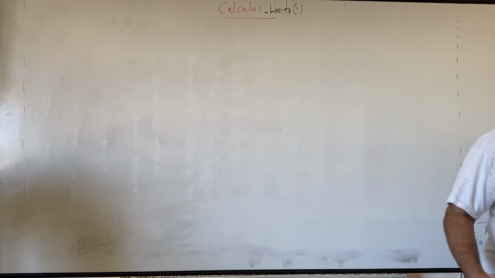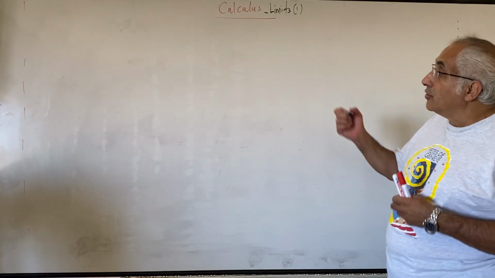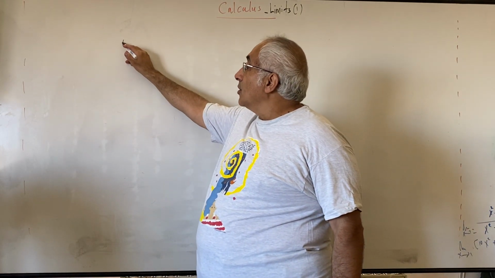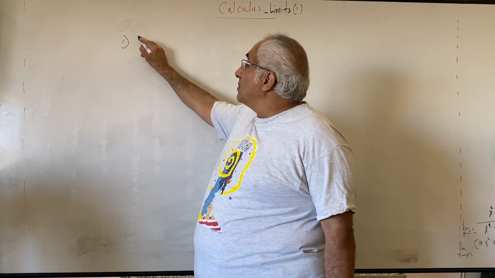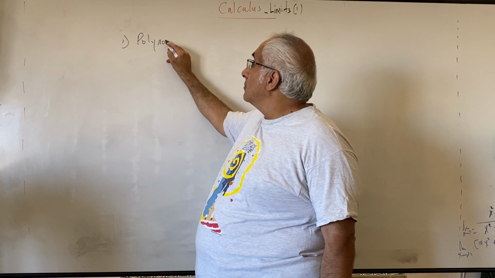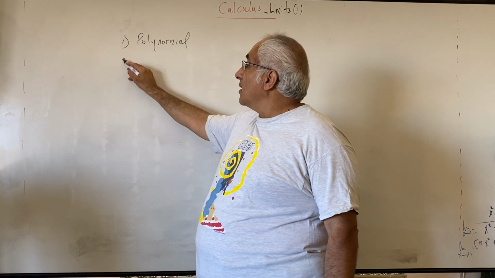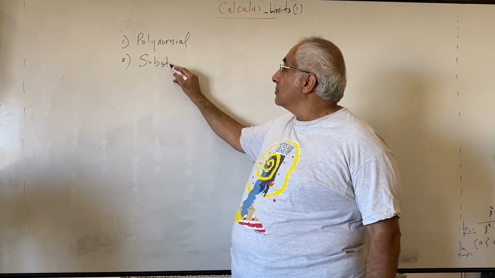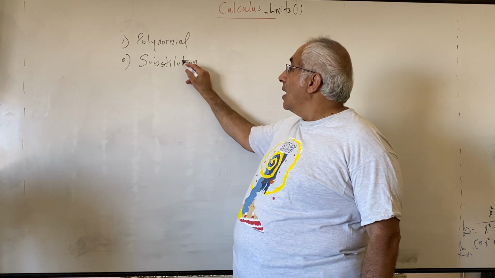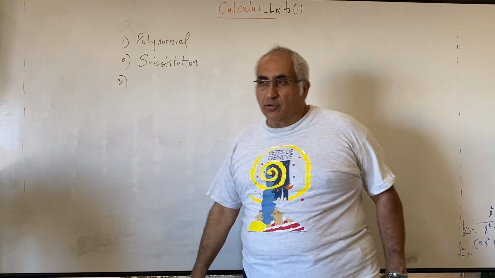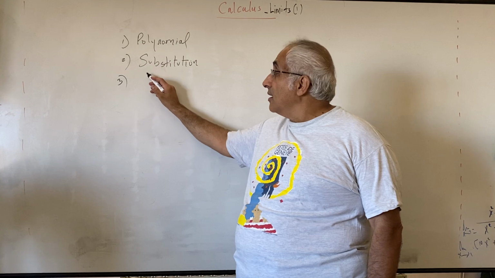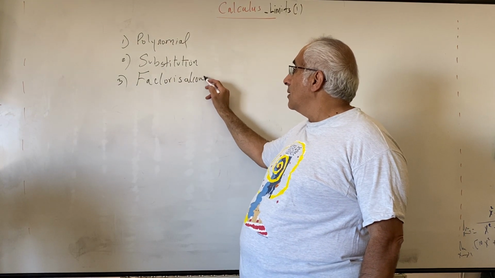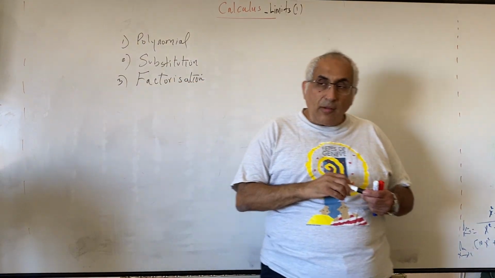So, what tools do we need in order to make this topic easy for us? We need three basic tools. We need to know what a polynomial is. The second thing, we should be able to do substitution. And the third thing, that many people don't get away from, unfortunately we need it, which is called factorization. So, a quick knowledge of each one of those.